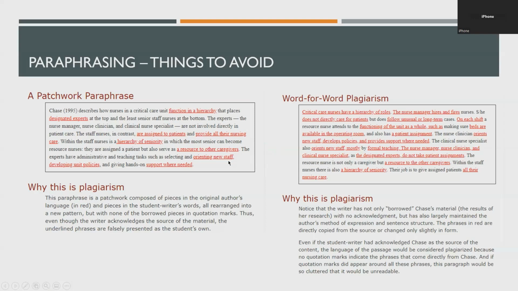A good rule that I like to follow is if you use like 3 or 4 words in a row directly from a source, that should probably be quoted. So notice here we have 4 words in a row, "function in a hierarchy." That's something that should probably be in quotes. And here we only have 2 words, but that's kind of a unique way of saying that, "designated experts." And because that's the author's own language, that's also something that should probably be in quotes. Here, "hierarchy of seniority." We have 3 words in a row that we took directly from the source. So that should probably be in quotes.